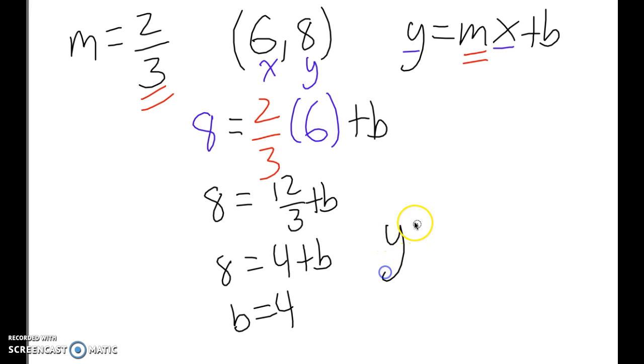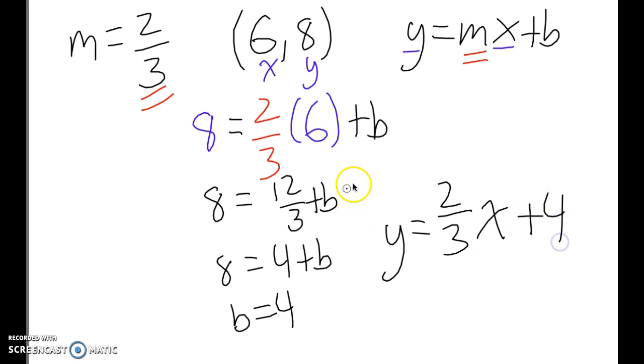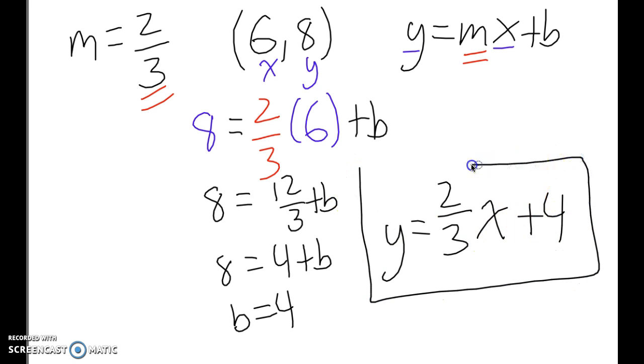I can say that y equals simply 2/3 because that was given at the beginning, x plus 4. Make sure you don't forget to write your x there, otherwise you're writing the equation of actually a horizontal line, and that's not what you're trying to do.